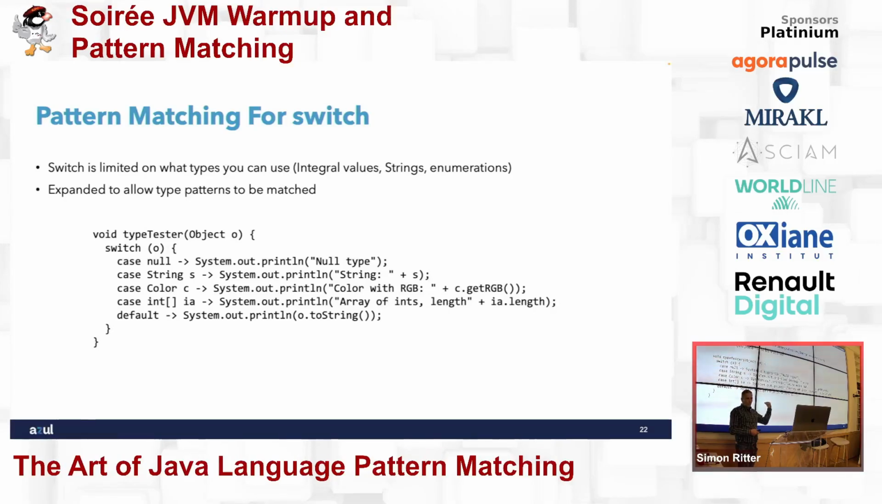For string, case String is our pattern predicate, and then we have the pattern variable s. We can print out the value of s on the right-hand side. Similarly, if we have a Color, give it c, and we can print out the RGB value of that.